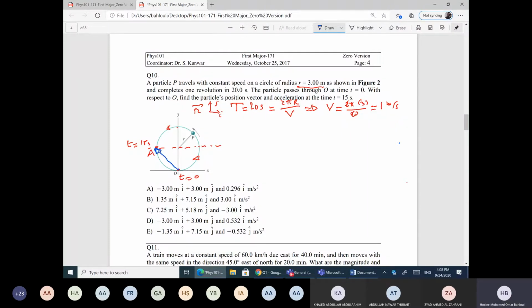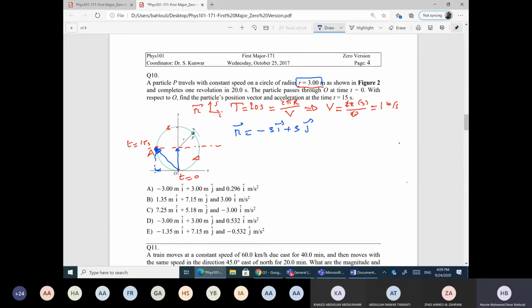With our sum to make the matter completely clear. Don't forget the radius of this circle is 3 meters. So that means clearly I see from the figure, without even doing the calculation, that the vector R has an X component which is negative, minus R, because this distance is R, the radius of the circle, which is 3, so it will be minus 3i. And the Y component of R is positive, as you can see, so it will be plus 3j. So that's the position vector, the first answer.